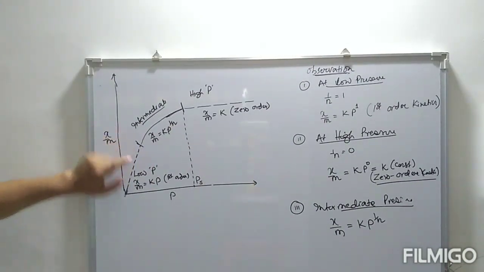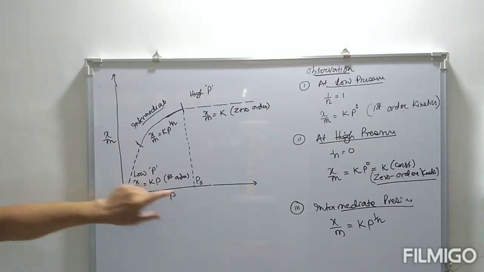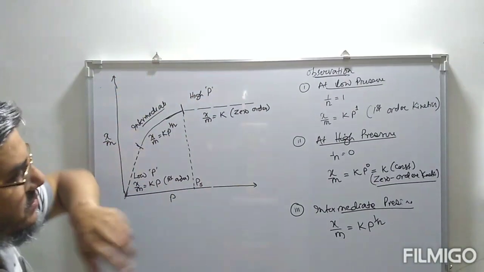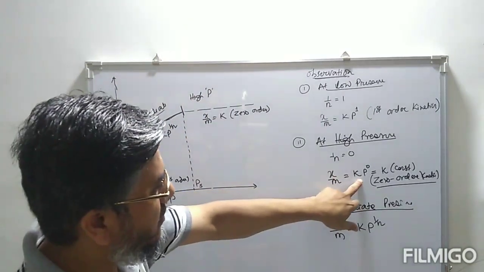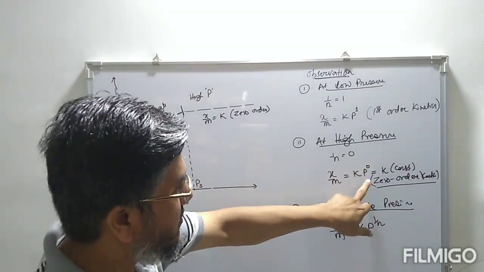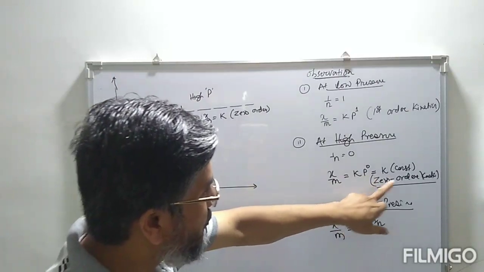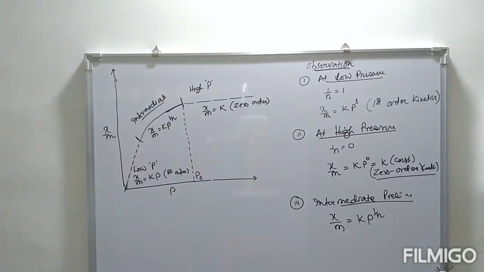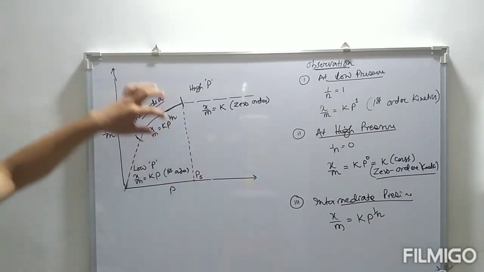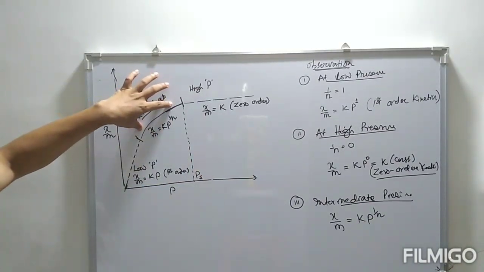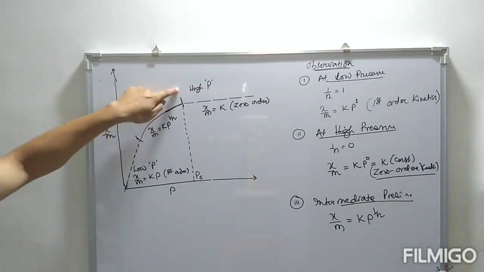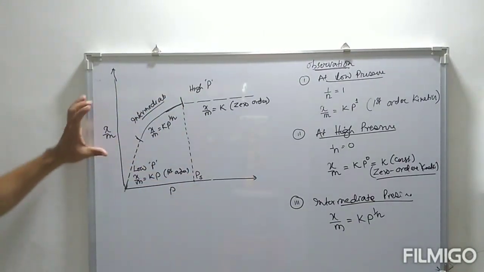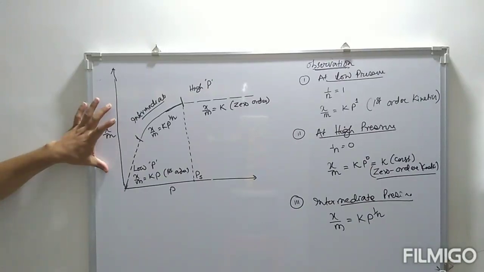So low pressure, x by m is kP, first order, so there is a linear phase. High pressure, x by m is kP, or simply say k, P naught is 1. So zero order kinetics, so extent of adsorption remains constant. The intermediate portion, extent of adsorption is decreased. At this point, saturation point is achieved. So this is Freundlich isotherm.